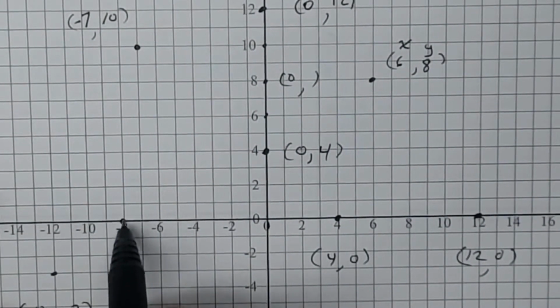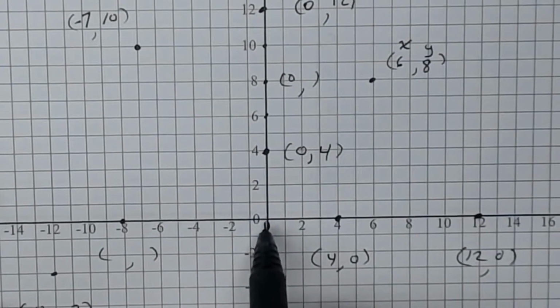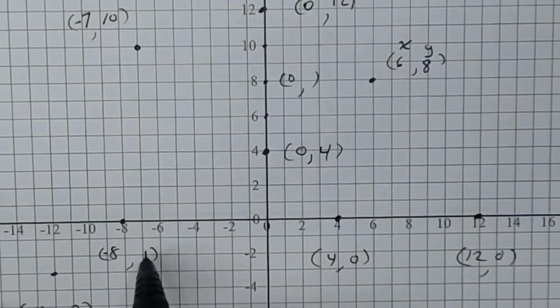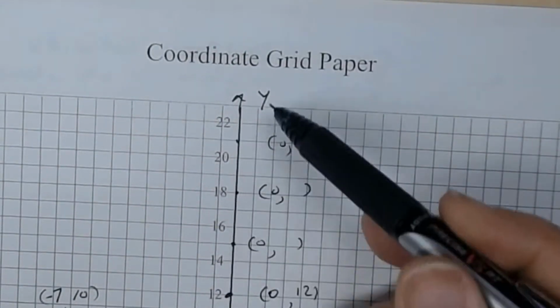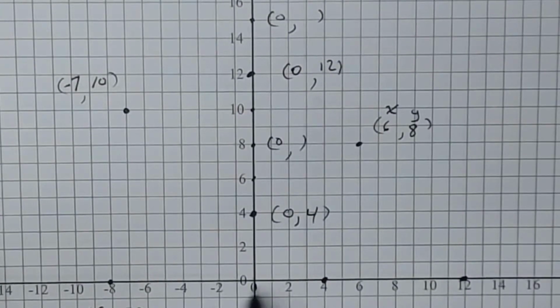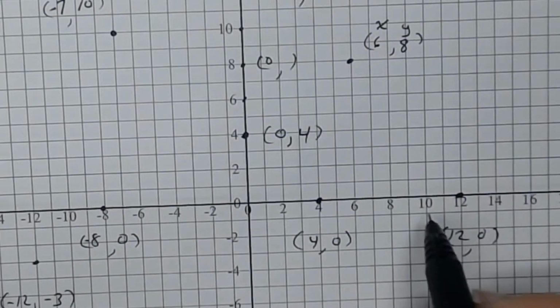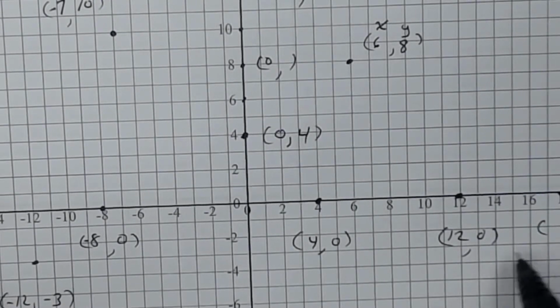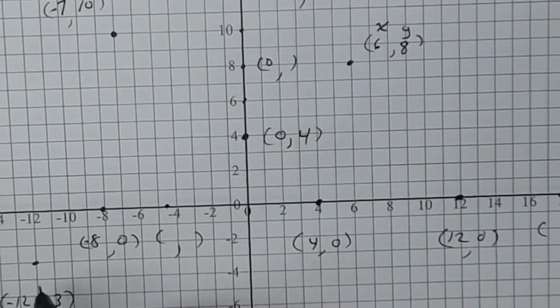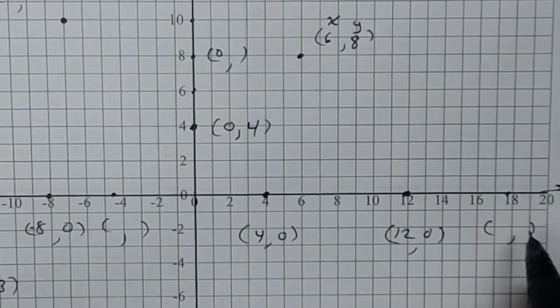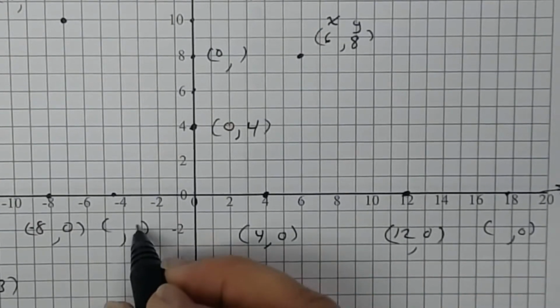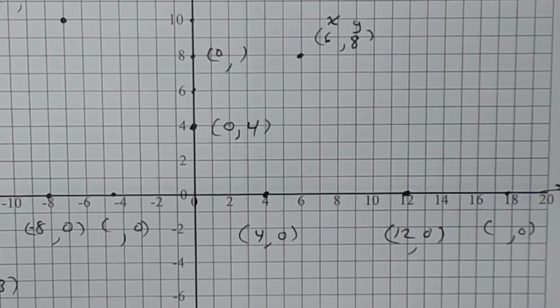If I look at this point here, I go to the left 8, so that's -8 for my x-coordinate. Since I'm not going up or down, my y-coordinate is 0. So I want you to notice, just like our discussion about a point that's on the y-axis, let's talk about a point that's on the x-axis. No matter what point you look at that is on the x-axis, your y-coordinate is always 0.